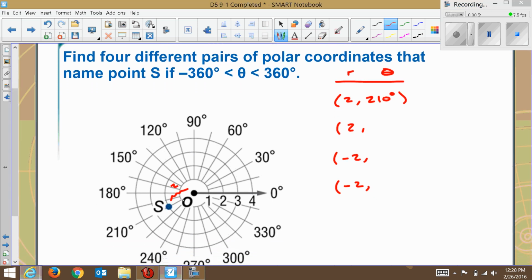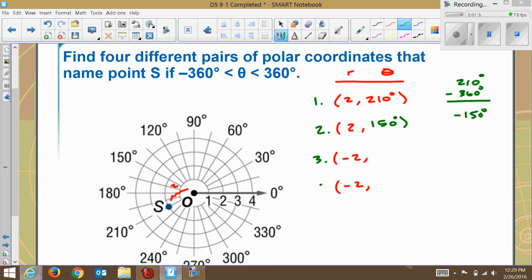I could also write this going down this direction, which is a negative amount. The way to get that is you subtract 360. It doesn't want me to go above 360, that's why I'm subtracting it this time. So 210 minus 360 would give me negative 150. So that's the second way of writing the angle. So we have 1, 2.